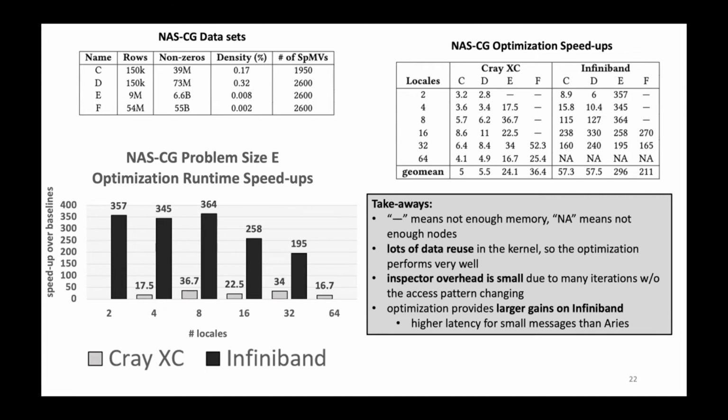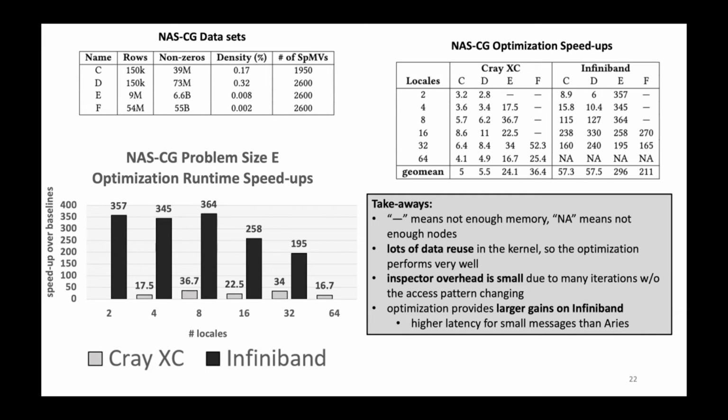And I also pulled out the speedups in a chart form for problem size E, which is in the bottom left. So the key takeaway here is on the Infiniband system, we see very large speedups up to about 364x. On the Cray, we're seeing about a 37x improvement at best. So the big discrepancy between the two systems, again, goes back to the interconnect. The Aries interconnect has a lower latency, so there's not as much for the optimization to do here.